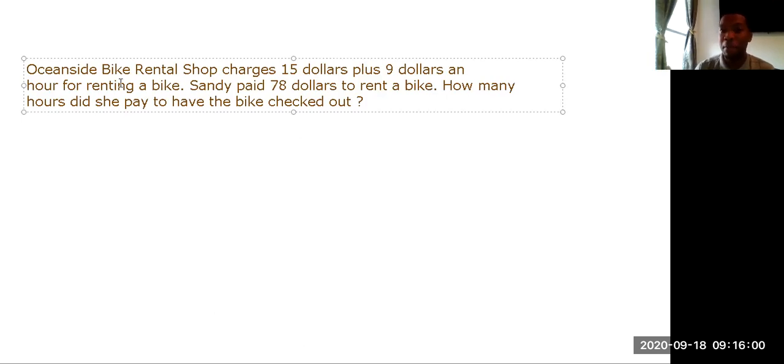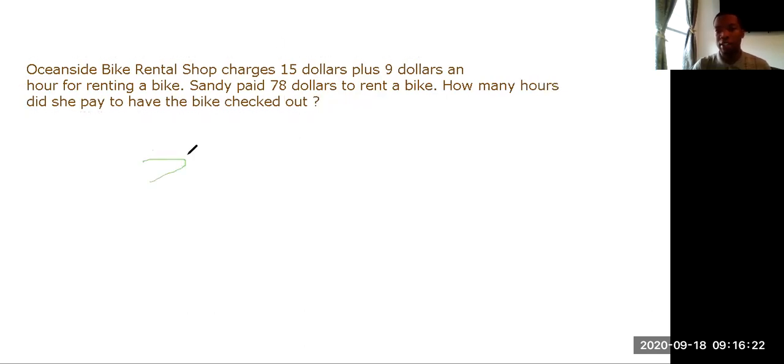Sandy paid $78 to rent a bike. So after they charged her the $9 an hour and then added the $15, her total came out to $78. How many hours did she pay to have the bike checked out? Whenever we're trying to figure out what the variable is going to be, let's write our x. I like using x. Go ahead, use your y, use your z, use your m. It doesn't matter. It's a variable.